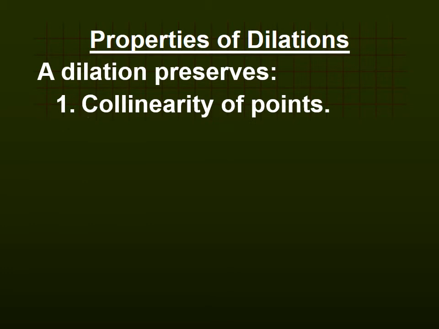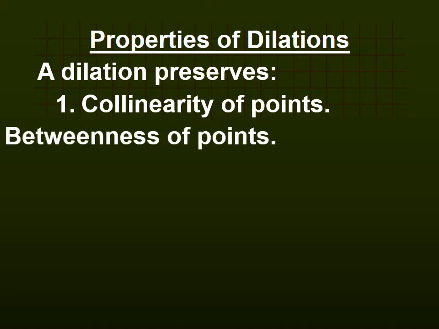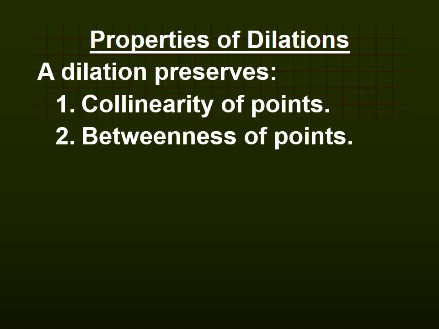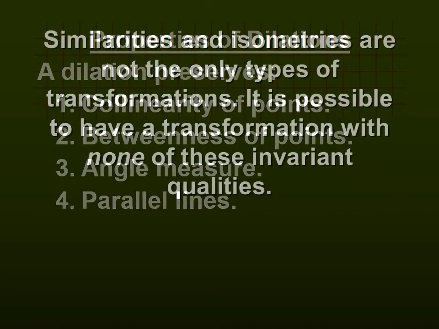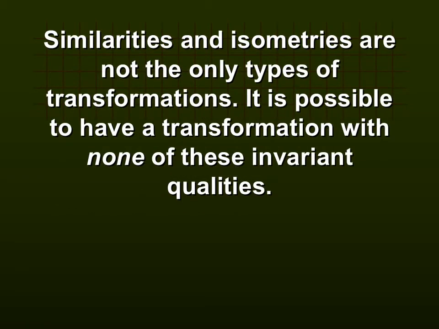So let's talk about properties of dilations. The first thing that dilation preserves is the collinearity of points. Your points will still be on the same line if they are on the same line in your preimage. Dilation also preserves the betweenness of points and angle measure and parallel lines. So similarities and isometries are not the only types of transformations. You can have transformations with none of these invariant qualities. So there are lots of other transformations out there, but similarities and isometries are just two types of transformations.